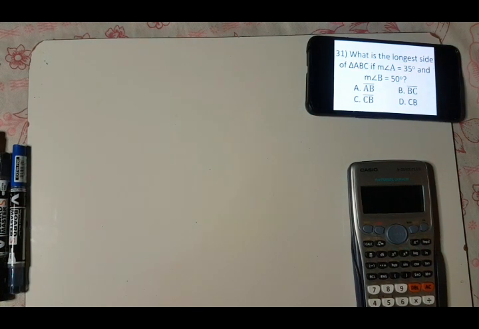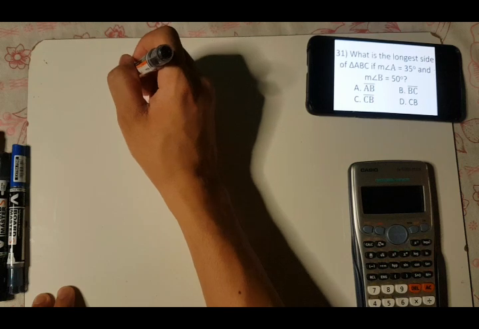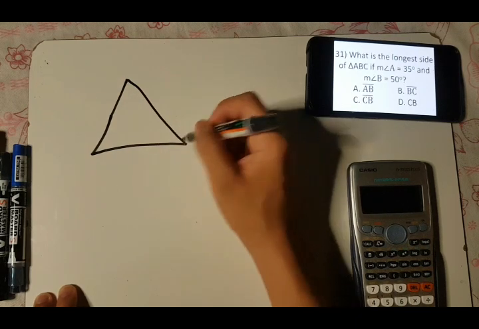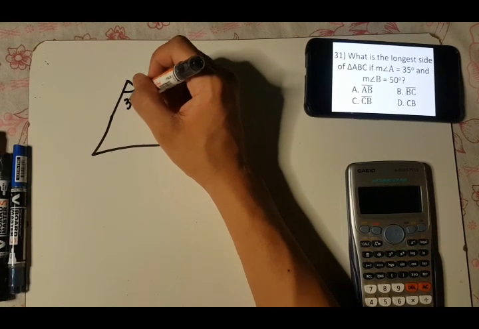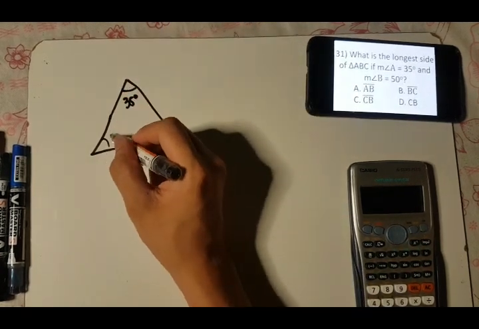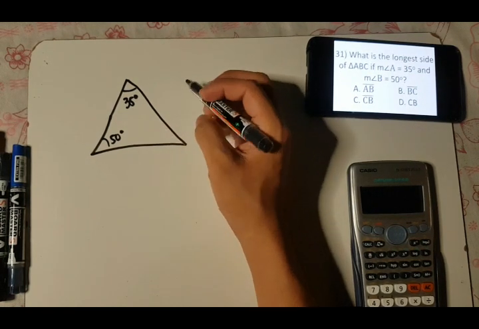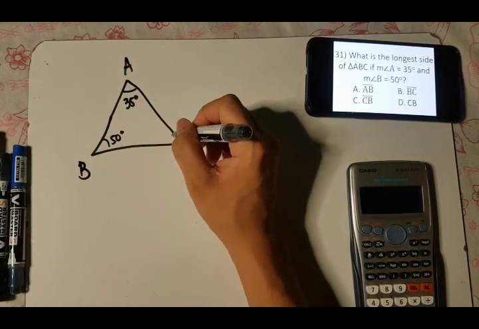What is the longest side of triangle ABC if measure angle A is equal to 35 degrees and measure angle B is equal to 50 degrees? So, para hindi kayo mahirapan, i-visualize nyo na lang yung triangle natin. Ayan. So, let's say, mukha naman siyang triangle. So, let's say this is 35 degrees. This is 50 degrees. So, this is measure angle C. So, A, B, C. So, hanapin natin yung value ni C.